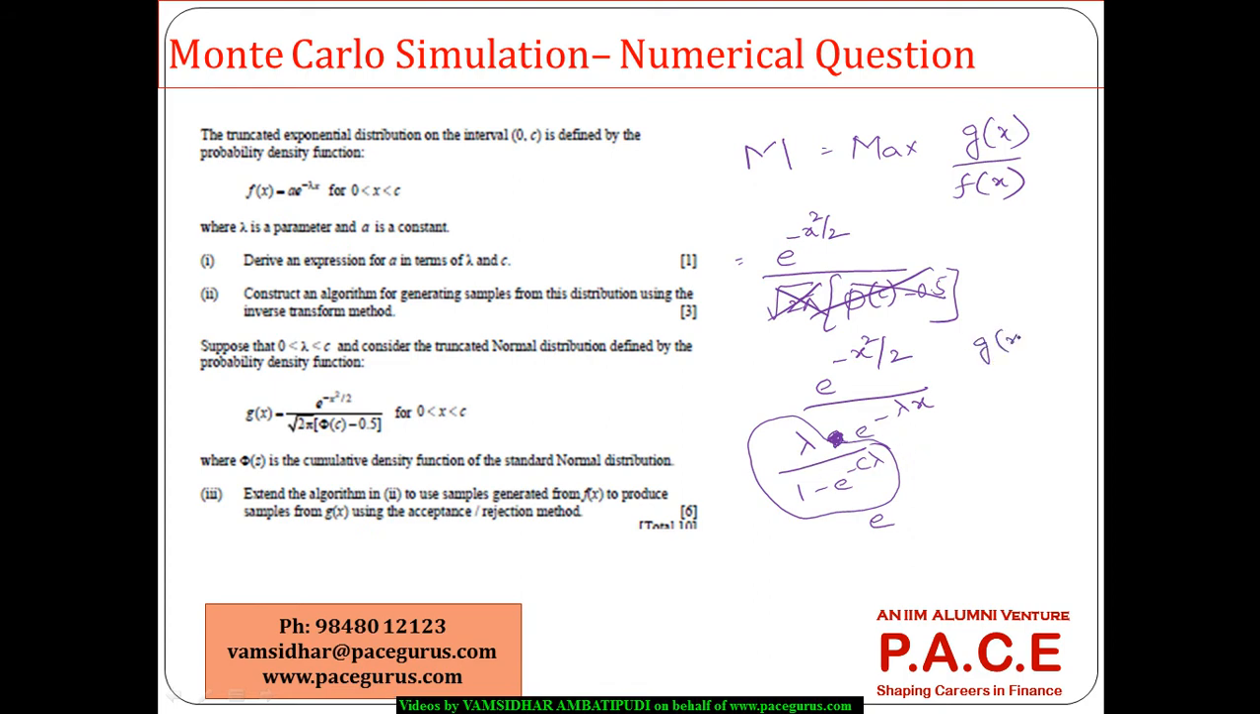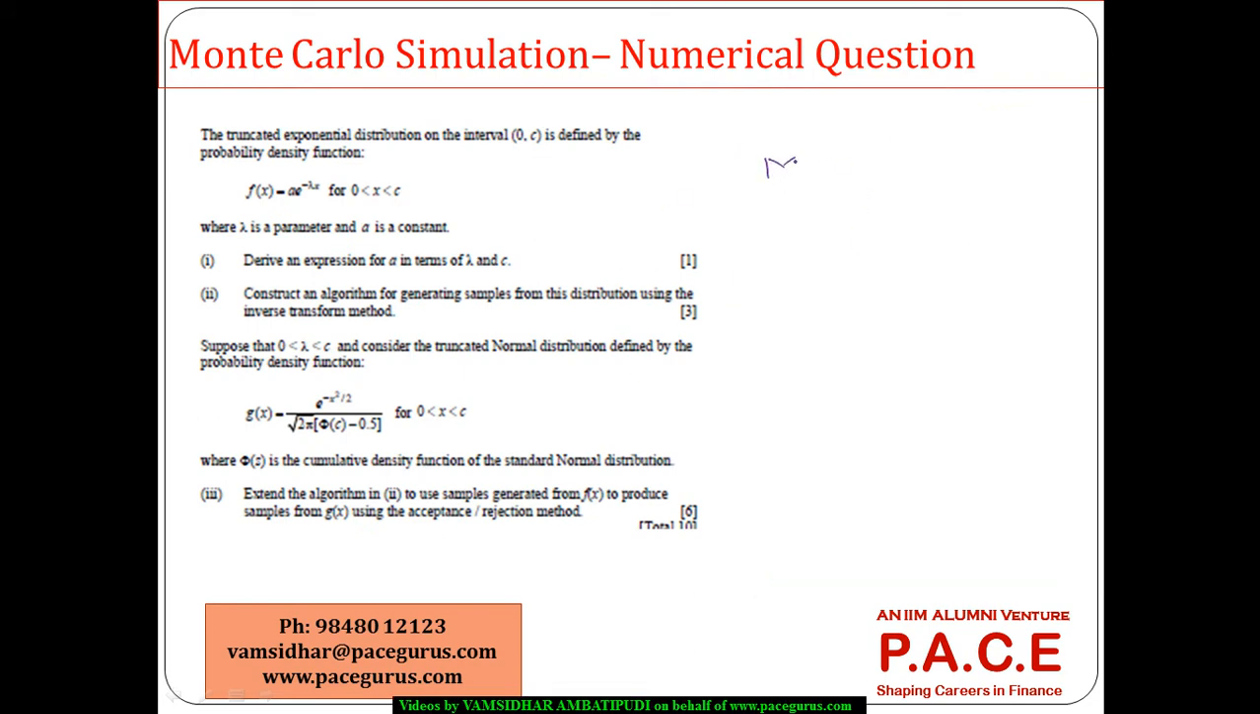So I'll take g of x divided by f of x, which is nothing but e power minus x squared by 2 divided by e power minus lambda x, which is working out as e power minus x squared by 2 plus lambda x. Now this is the function I want to look at, which I am going to maximize. The rest is a constant, so I will try to maximize e power minus x squared by 2 plus lambda x. After that I will try to find the value of m.